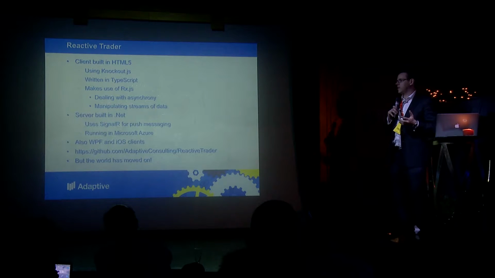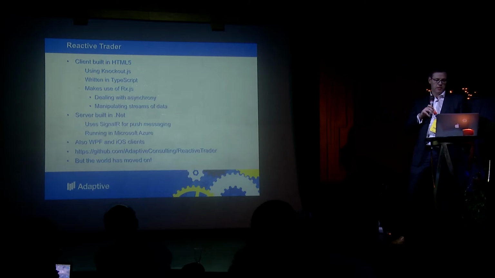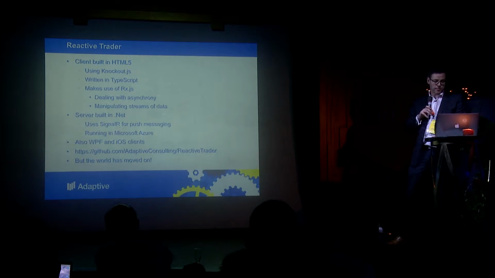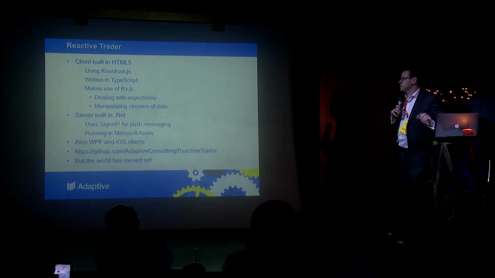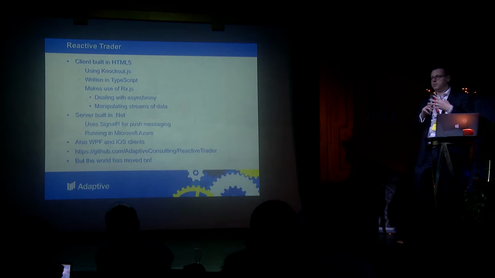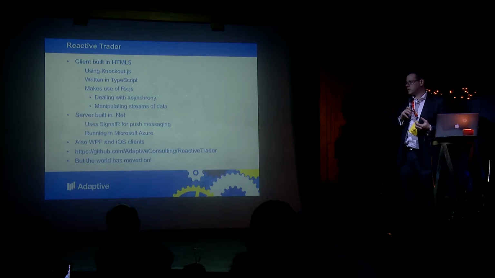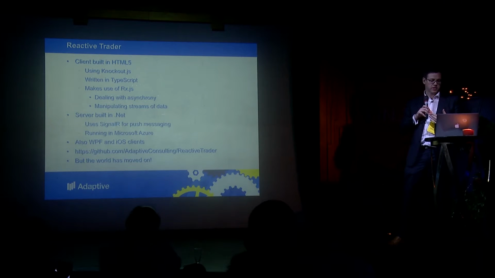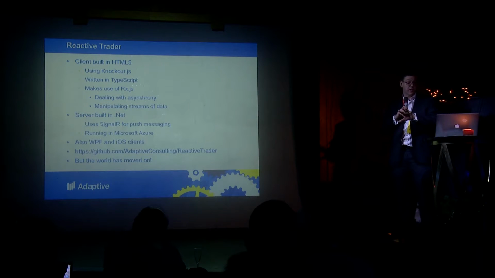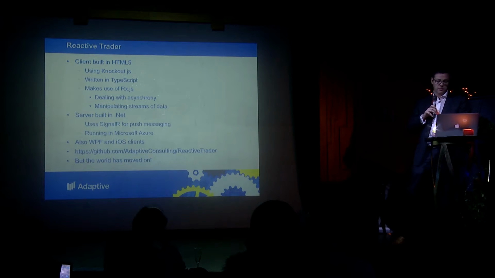And we built it with the kit that was best at the time. We used Knockout on the client. We thought TypeScript was cool, and we used that at the time. We made use of RX, which was mentioned in the Angular talk, to deal with asynchrony, manipulating streams of data, and so on. We built the server in .NET, so in order to push the prices, we used SignalR. And we ran all of this in Microsoft Azure. We also built WPF and iOS clients. And you can see the GitHub link there.